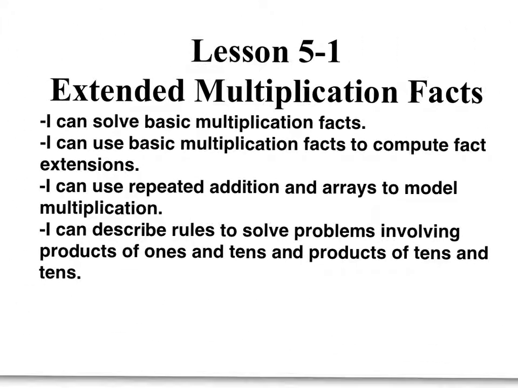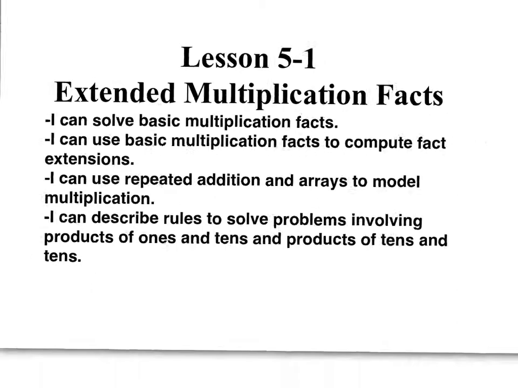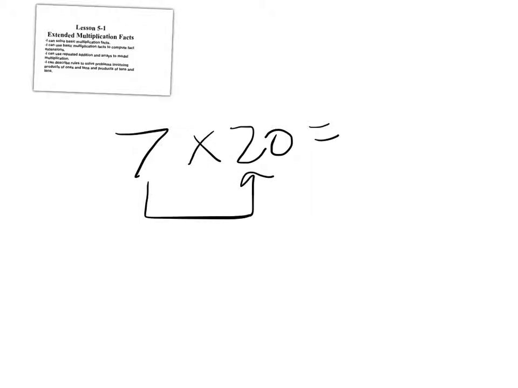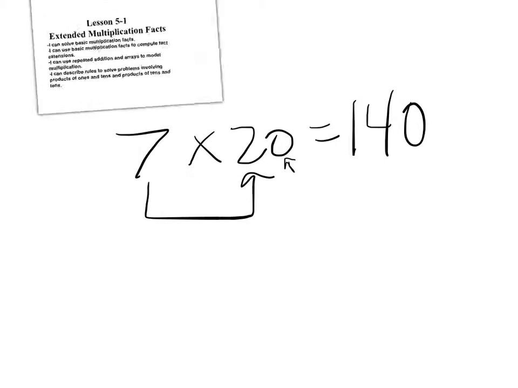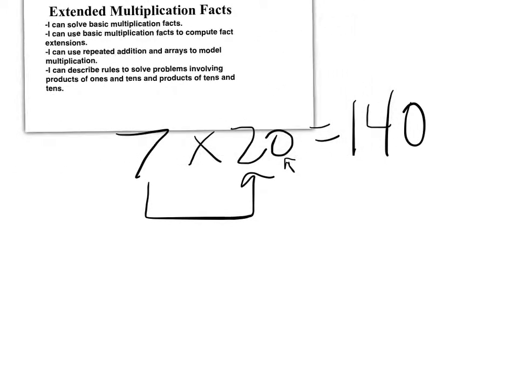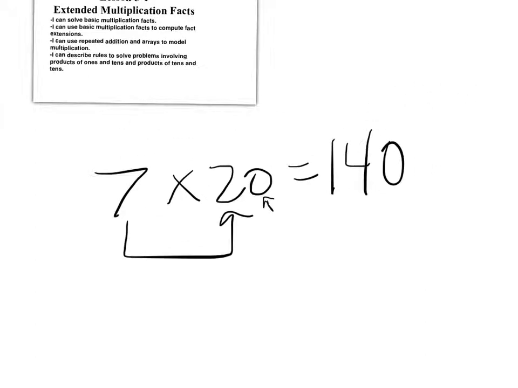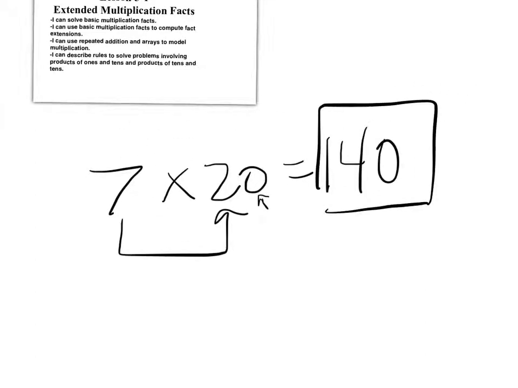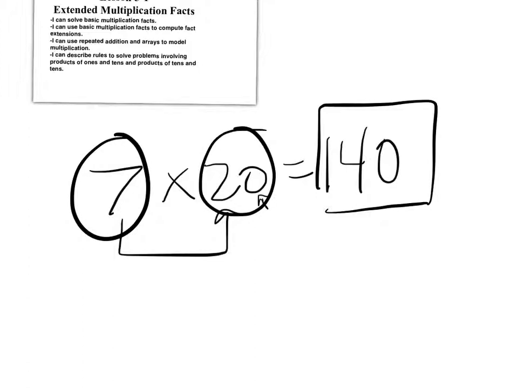And the last thing is I can describe rules to solve problems involving products of 1s and 10s and products of 10s and 10s. That's basically saying what we just did earlier. If you have, say, 7 times 20, you know the rule is to take the main digits you see, the basic multiplication fact of 7 times 2, which gives you 14, then you know that new 0 can go right on the end. Okay, that's how it would be for products of 1s and 10s, because this is the product of a 1s, and then you have the 10s here, 2 10s.